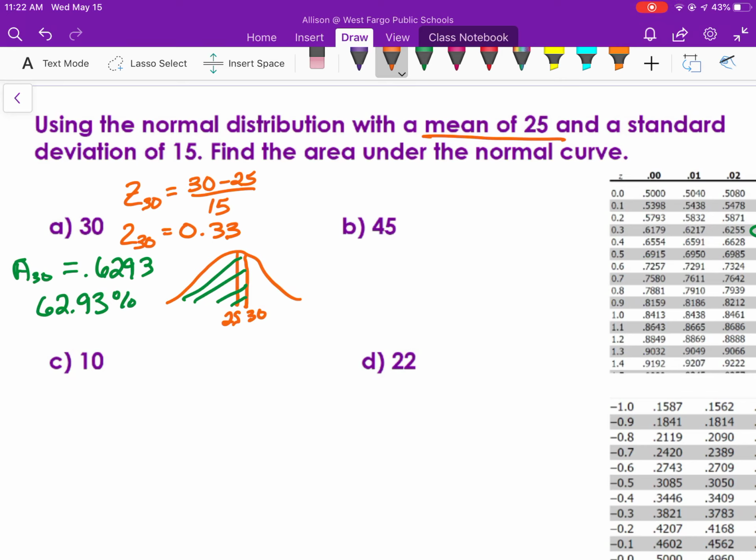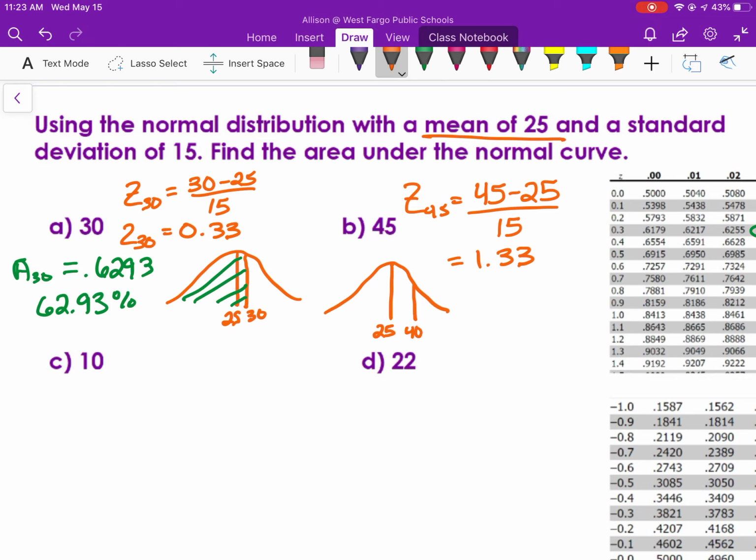So that's that one. So 45, if I found the z-score for 45, I would take 45 minus the average of 25 and then divide it by the standard deviation of 15. It's going to be 20 over 15 or 1 1/3. So you're going to get 1.33. Now looking at my normal curve, the average was 25 and the standard deviation is 15, so I'd be out at 40 for my first standard deviation away. So my next standard deviation's here, and my third one. So 45 is going to be right there.